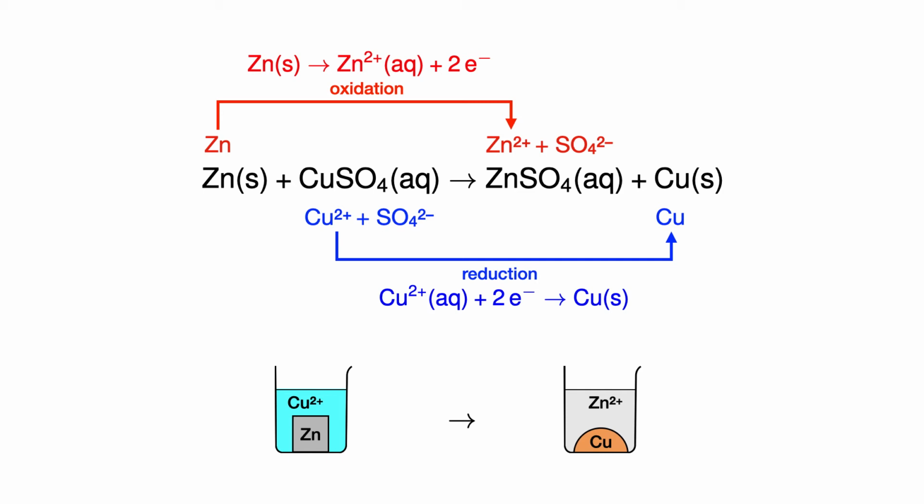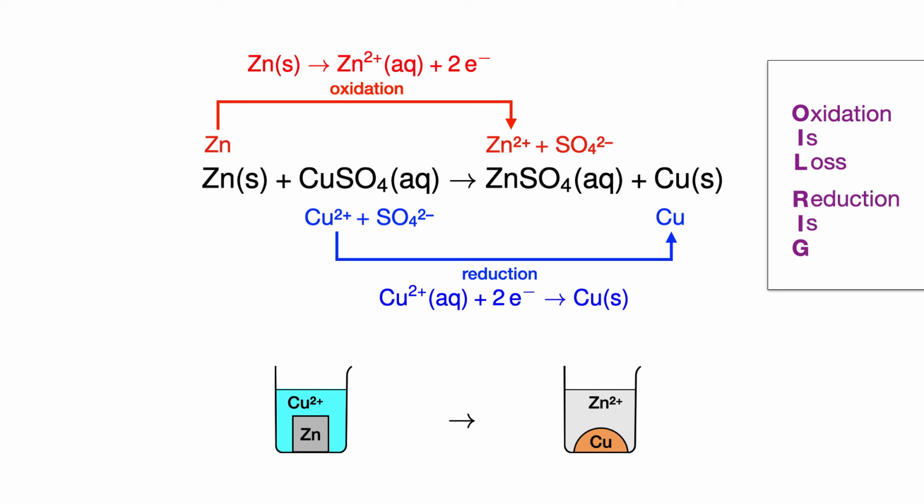In an oxidation process, electrons are removed from a chemical substance. In a reduction process, electrons are gained by a chemical substance. And one way to remember this is through the mnemonic OIL RIG, which stands for oxidation is loss, reduction is gain. So in an oxidation process, there's loss of electrons. In a reduction process, there's a gain of electrons.